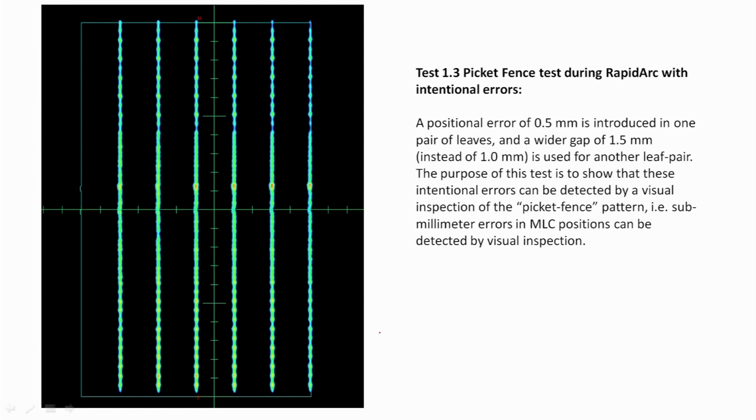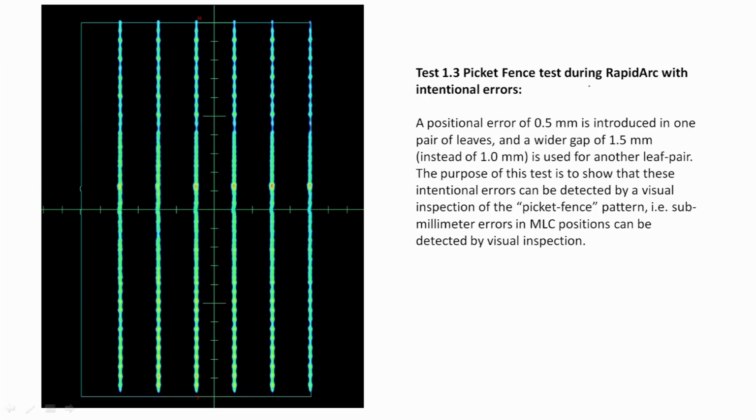Then, the picket fence test we have seen is for a static gantry angle. Now you know that in VMAT, the gantry keeps continuously rotating with a variation in the gantry speed. So there is an effect of gravity, and because of gravity as well as the internal movement, the possibility of MLC positional reproducibility being affected is greater compared to static gantry angles. So one more test has been designed, which we call the picket fence test during rapid arc movement with intentional errors. In the previous test, no intentional error was introduced.